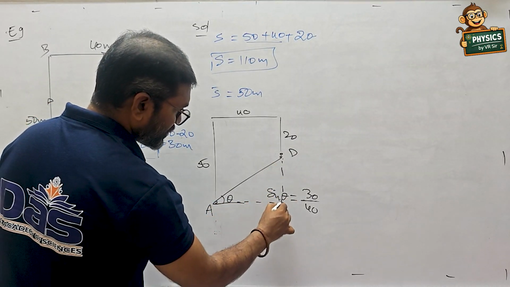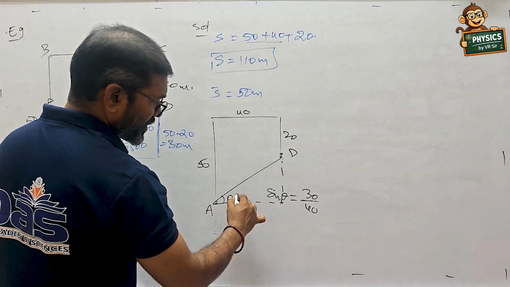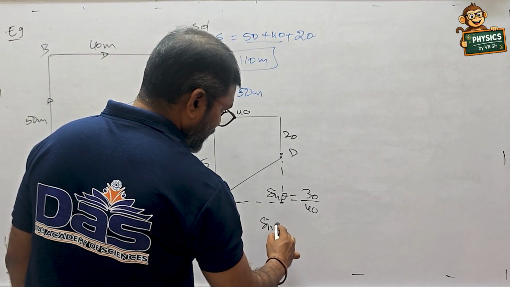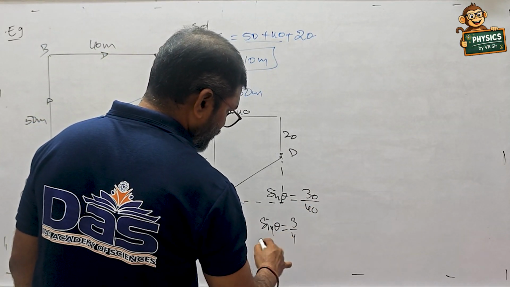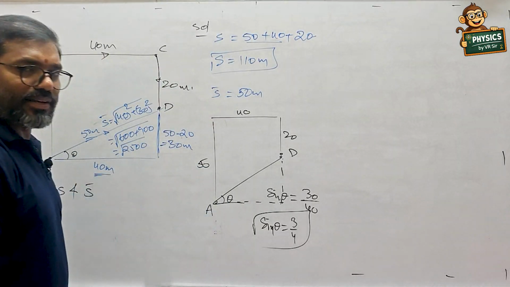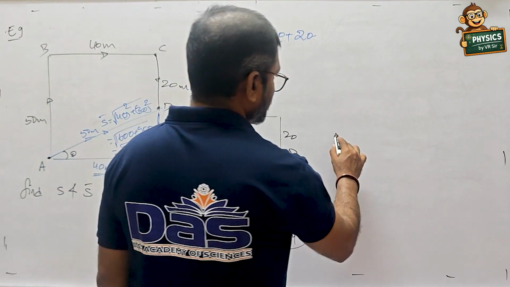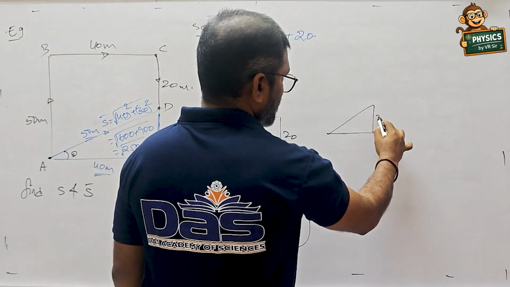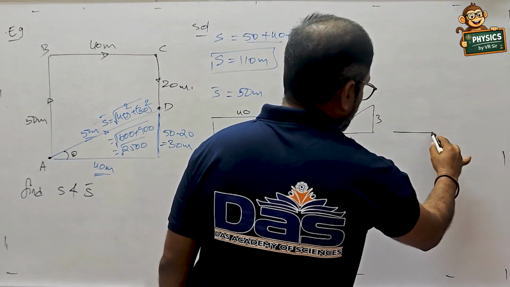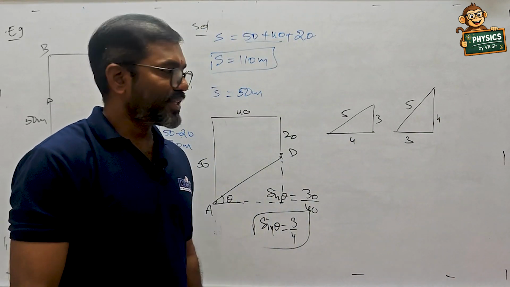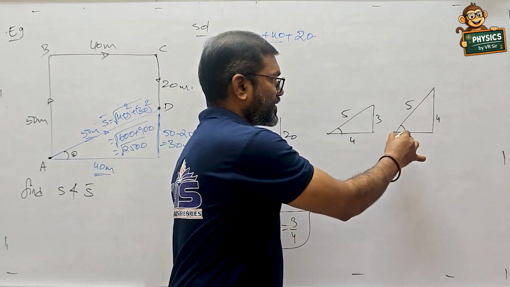For this triangle, this is adjacent, this is opposite, relative to the angle we are looking at. Now 3 by 4. So sine theta is equivalent to 3 by 4. Theta is equivalent to sine inverse of 3 by 4 we can give. And of course, this is a 3, 4, 5 triangle. So in this scenario, this is theta.